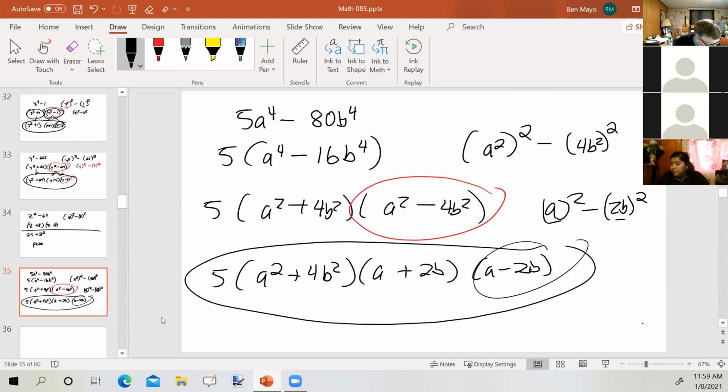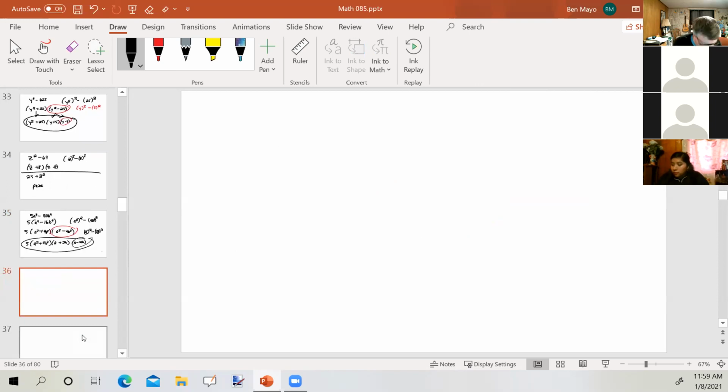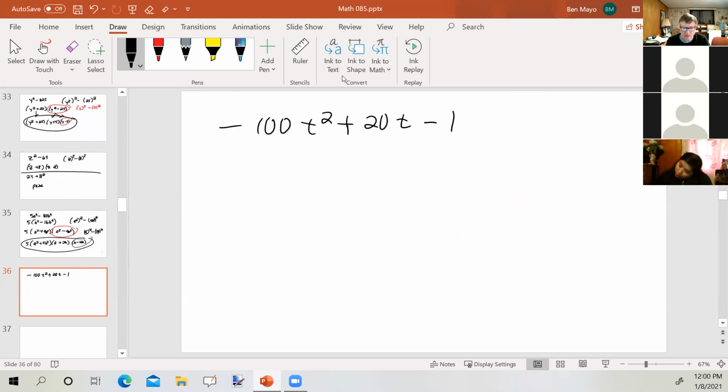Okay. How about this problem? Negative 100t squared plus 20t minus 1. Well, that is not a binomial. That goes back to being a trinomial. And it is in standard form. There's no greatest common factor, but that leading term is negative. So let's factor out a -1 before we do anything else.